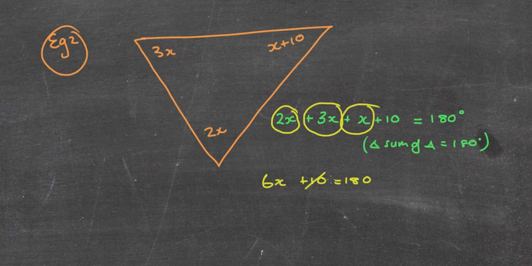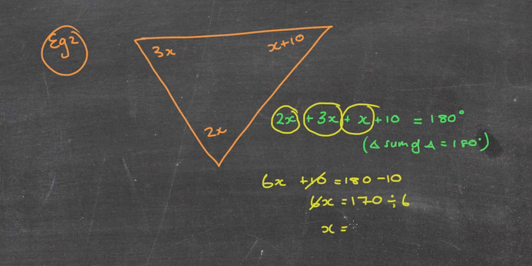I'm now going to take the 10 across to the other side. The opposite of plus 10 is minus 10. I'm going to clean it up. 180 take away 10 is 170. How can I get rid of the times by 6? Well, we're now going to divide by 6. So x is equal to a slightly more challenging number.